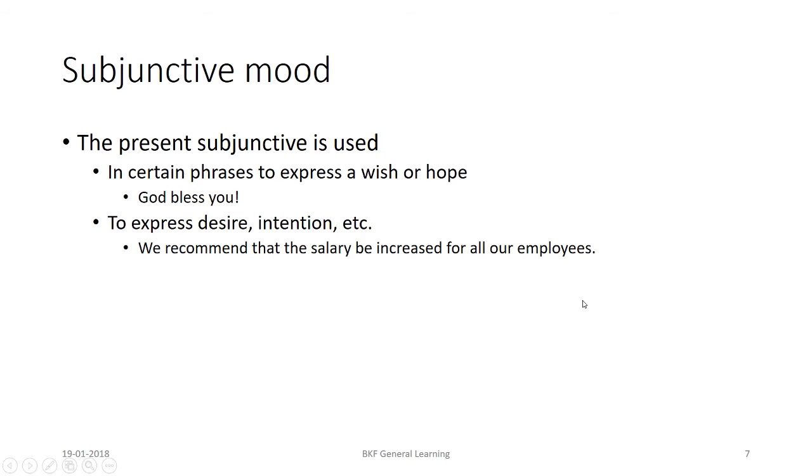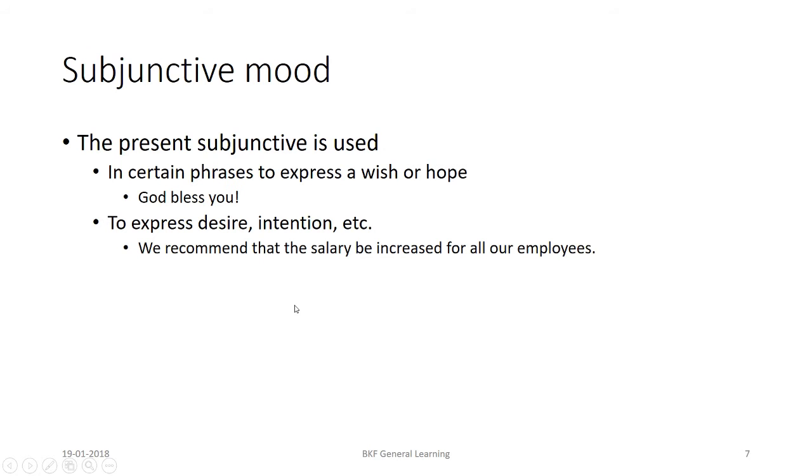Now let's see some examples. The present subjunctive is used in certain phrases to express a wish or hope. God bless you. Or to express a desire, intention, etc. We recommend that the salary be increased for all our employees. So in this sentence I'm trying to express a desire or intention, whereas in the other sentence I'm trying to express a wish or hope.